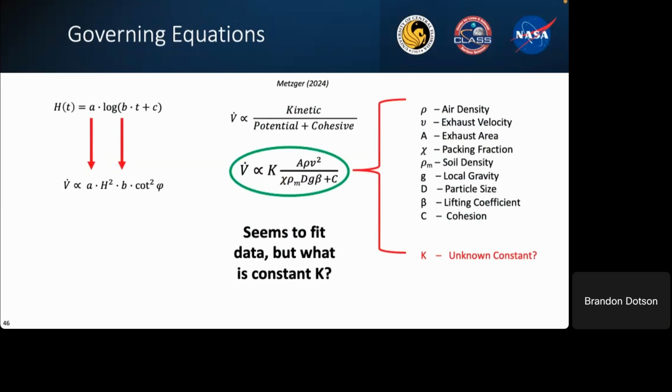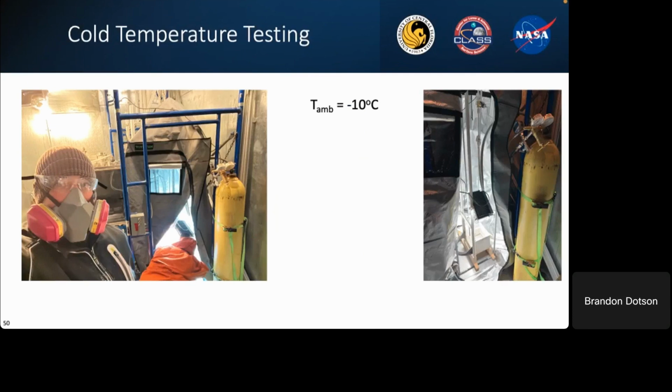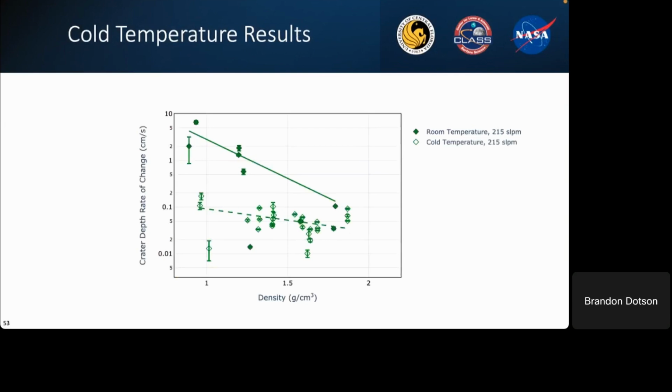So let's skip forward like 3 or 4. We think maybe it's related to the thermal velocity. So we did a bunch of cold testing here at Honeybee Robotics at minus 10 degrees C. You can keep going forward here until you get to the plot. And here's what some of that early data looks like. What we see is that there is like an order of magnitude decrease in the rate of erosion when you go from room temperature to minus 10 degrees C. And that's definitely weird. We didn't expect that. If it's thermal velocity, it should be relatively small. We've got a couple theories in the works here of why we might be seeing that, but stay tuned for how that flushes out.